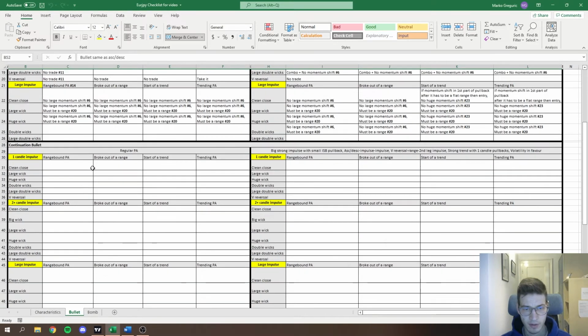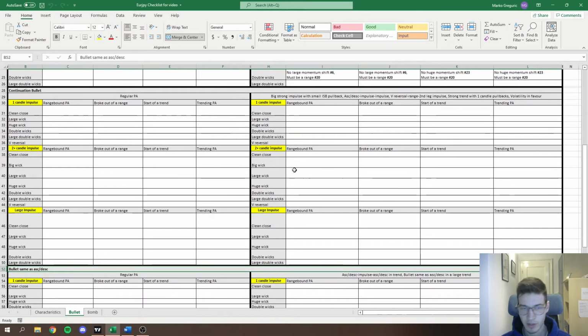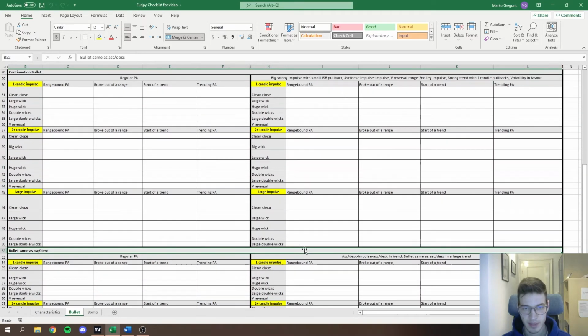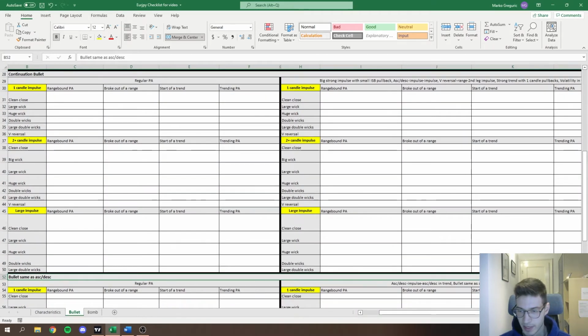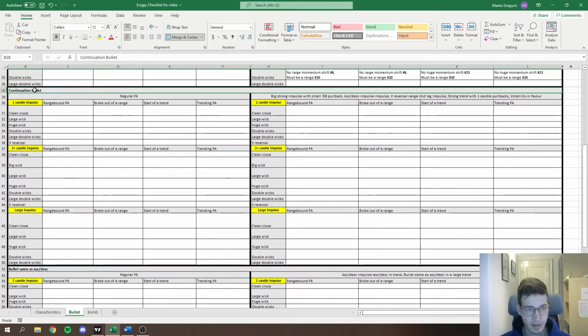Let's take a look now, for example, at the second part. I also deleted most of the data because, as I said, I don't really want to share it online. So let's say we have a continuation bullet, and now I divided this part into 2 parts. First part is if it's coming from regular price action, and the second part is if it's coming from high probability price action. And then I divided it if it's a 1 candle impulse break, a 2 candle impulse break, or a large impulse break. Then let's zoom in a bit.